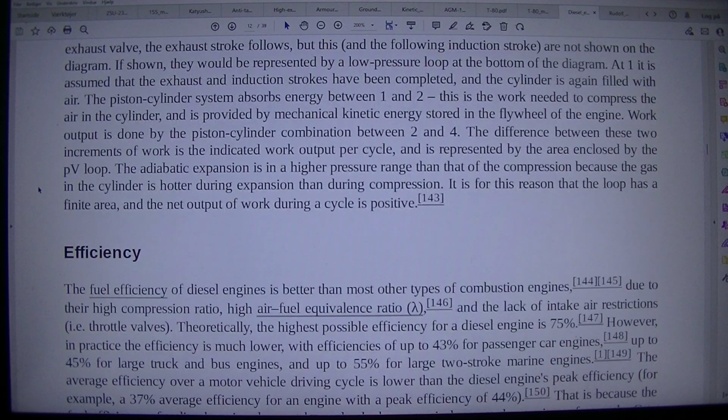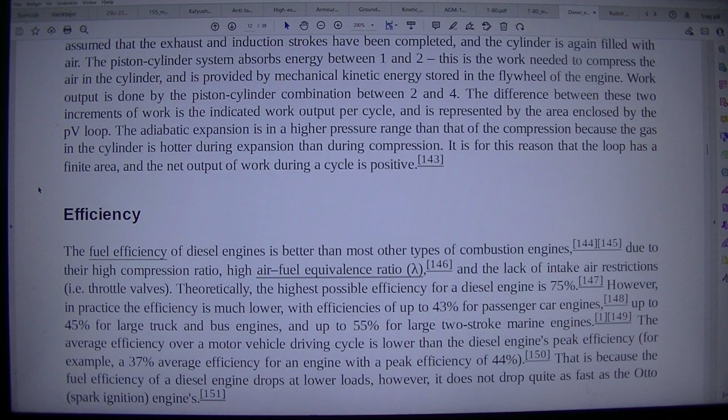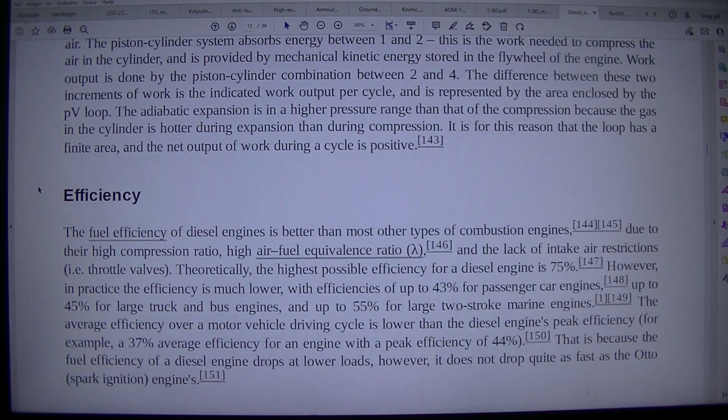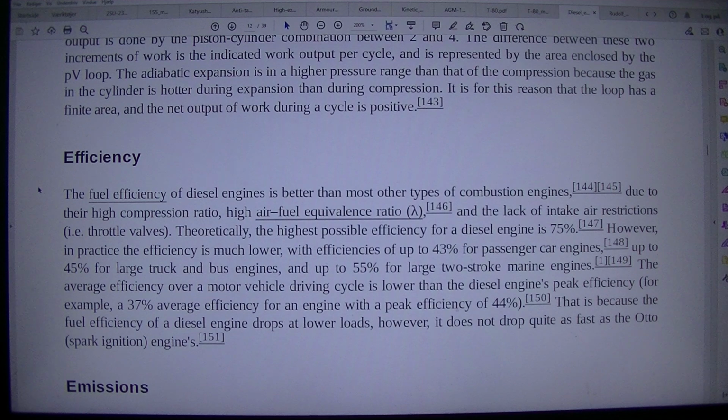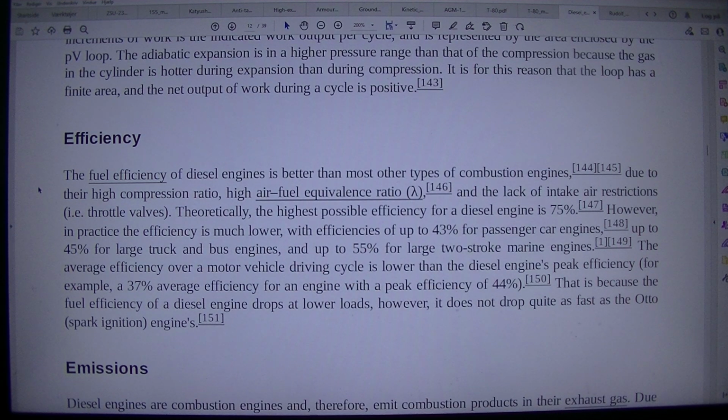The adiabatic expansion is in a higher pressure range than that of the compression because the gas in the cylinder is hotter during expansion than during compression. It is for this reason that the loop has a finite area, and the net output of work during a cycle is positive.